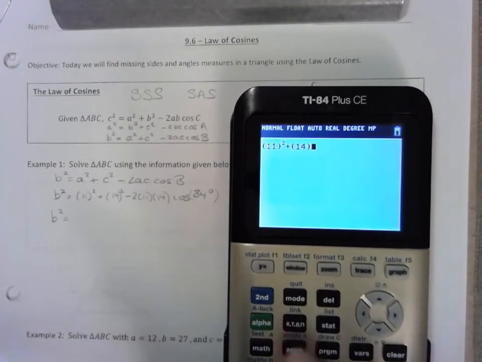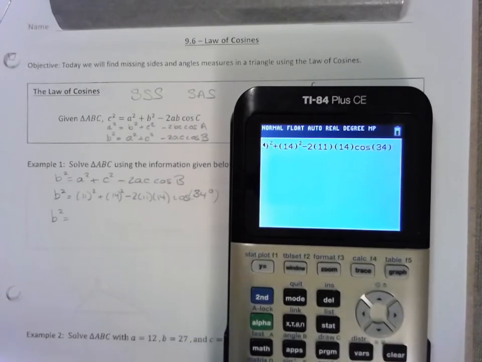Can't hurt to be safe, right? So I'm always plugging in my values inside sets of parentheses. It's hard for me to do two things at once, but I'm doing the best that I can, and I know so are you. So let's see, we got 34, and I know it's in degrees. I'm going to hit enter.